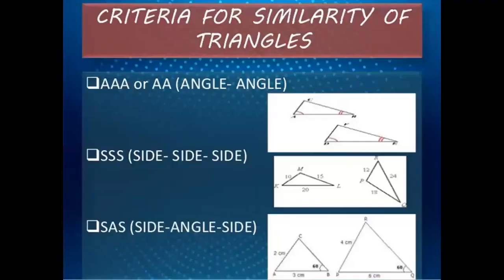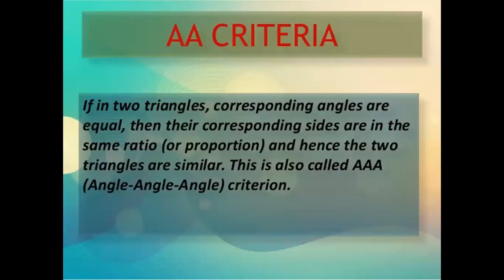Next, we can use some tests also to determine if the triangles are similar. The first is the angle test. Second will be the side test. And the third, we can use also a side test. Now, if they pass these tests, then we can say that they are similar triangles. All right. So we go first with the angle to angle criteria.